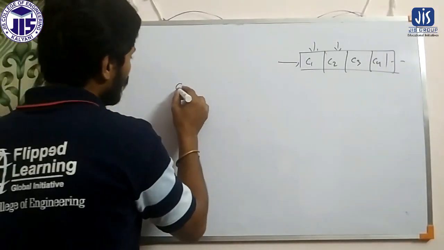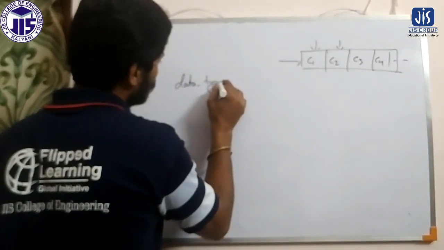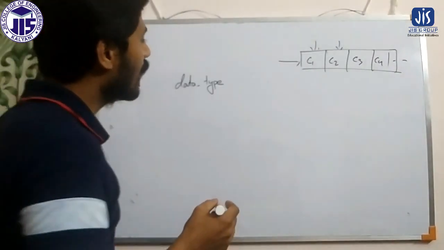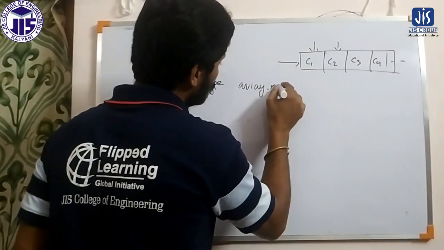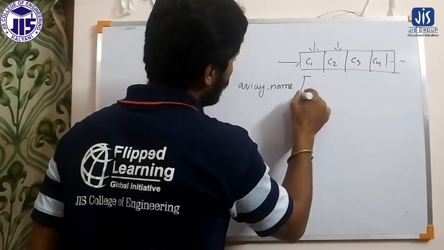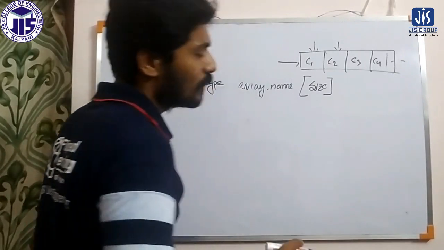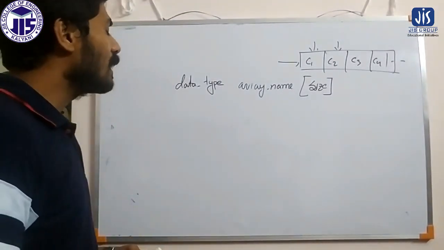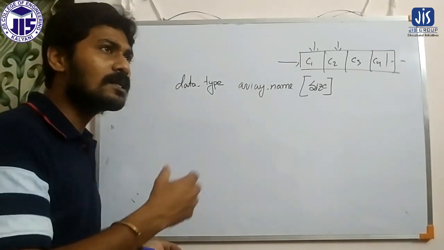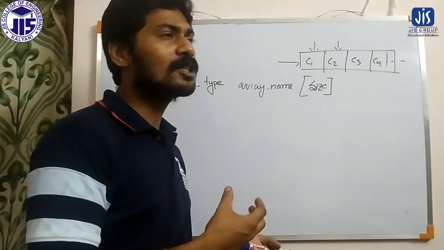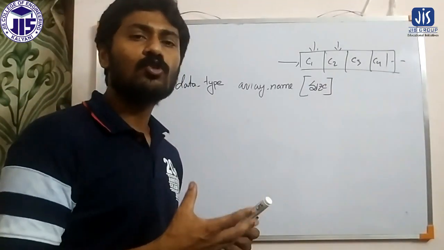The first is the data type. Then we provide an array name. And here we provide the size of the array. Data type defines what type of data we can store in the array. By definition, an array is a homogeneous collection of data. That means if I declare an array of integer type, that array can store only integer values.